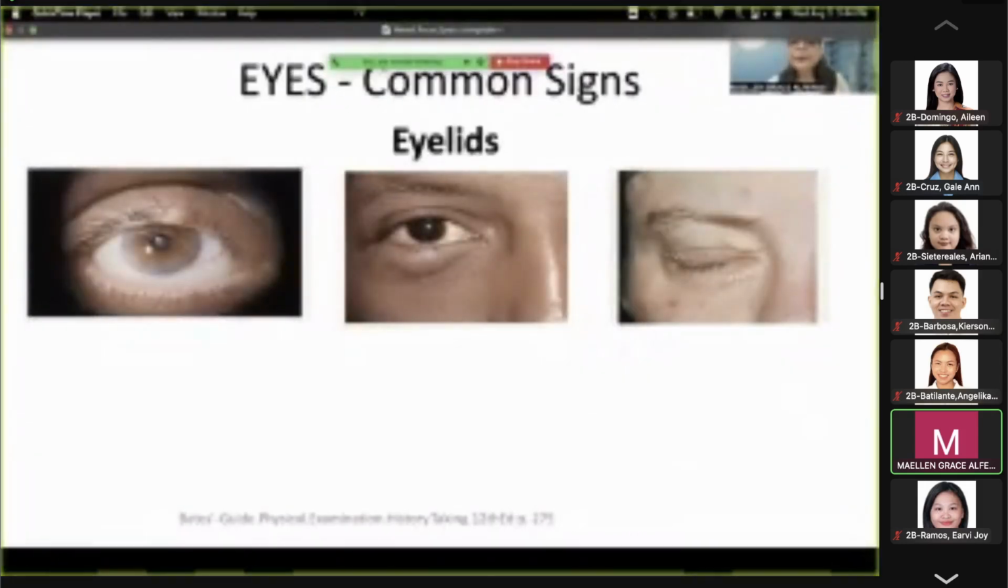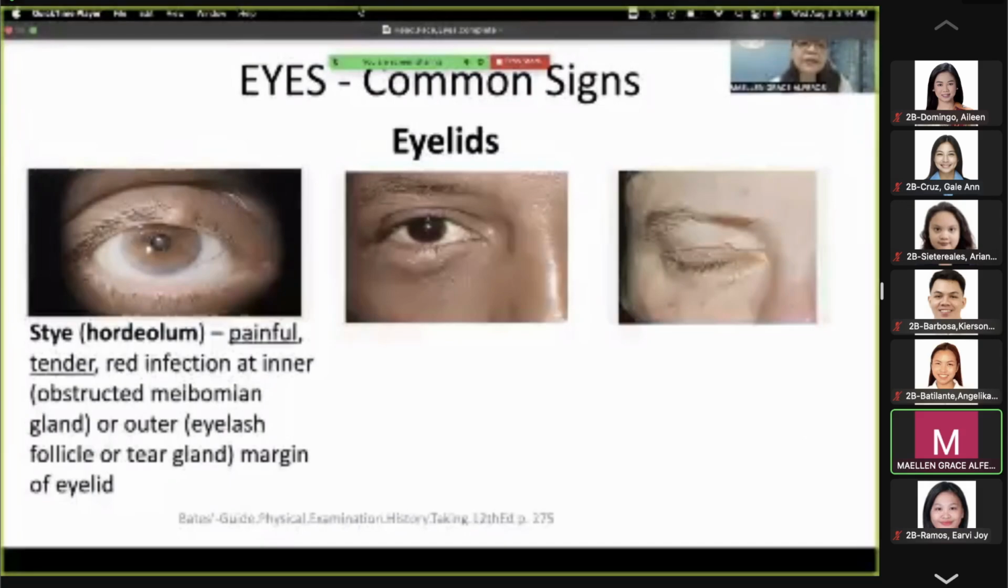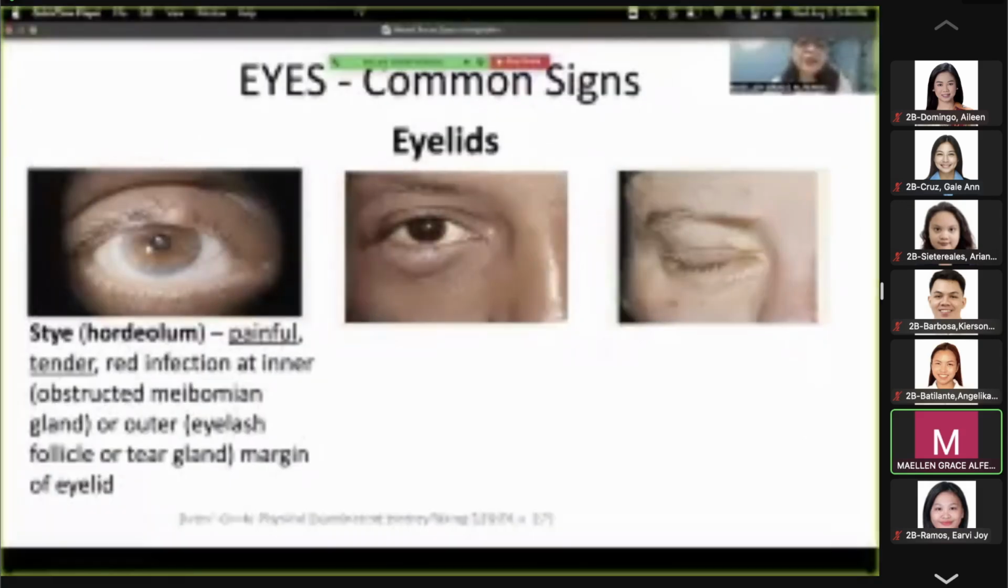Now, other problems in the eyelids, you can encounter some nodules. An example here is a painful, tender, and red infection at the inner, which is an obstructed meibomian gland, or at the outer, which is an eyelash follicle or tear gland. This is called a stye or hordeolum. In Tagalog, it is called kuliti.